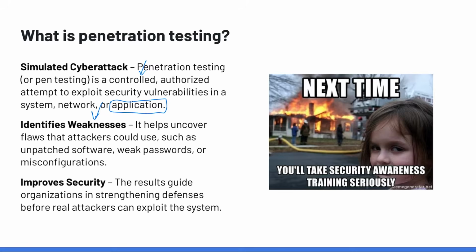Or it could just be things like unpatched software, weak passwords that can be easily guessed for access into the system, or misconfigurations that make software less secure than it should be and allow outside entities to get access to a network. And the overall goal of this, as we said before, is to strengthen the defenses so that if a real hacker tries to access the system, it's much more difficult for them.